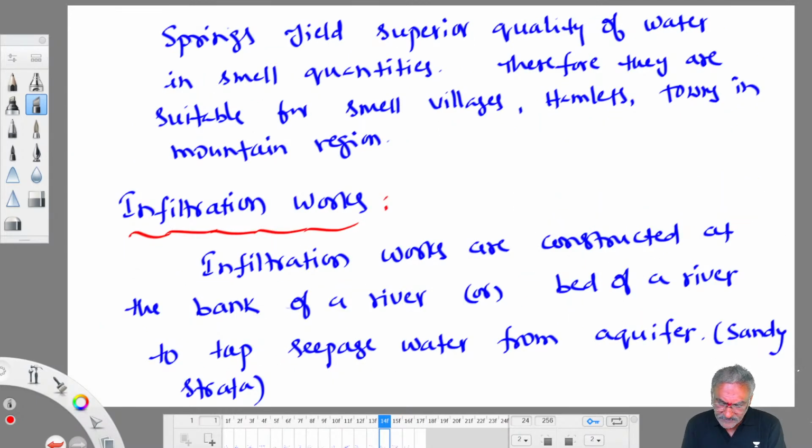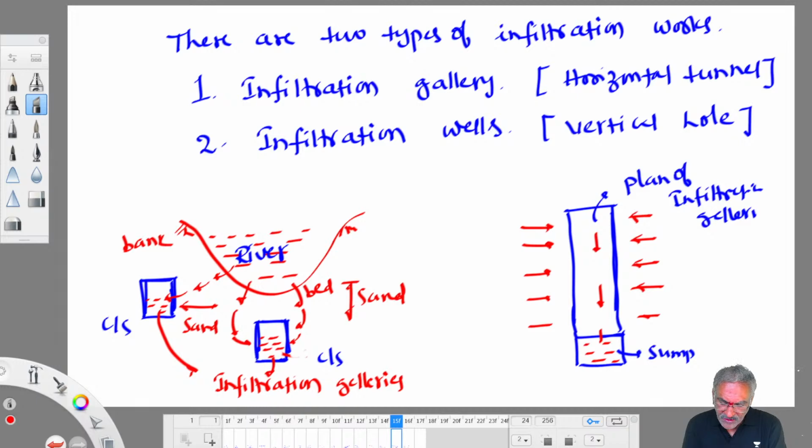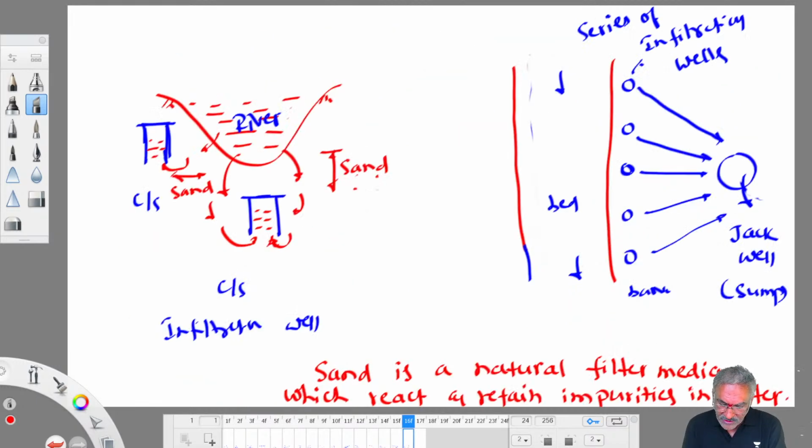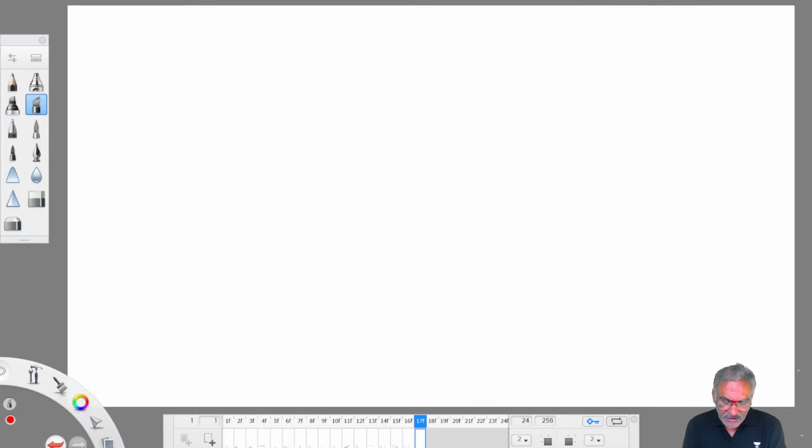Understood? What is the difference between gallery and a well? Gallery is a horizontal tunnel dug at shallow depth. Well is a vertical hole drilled at shallow depth. That's all. There is not much difference. Both of them are for the same purpose.